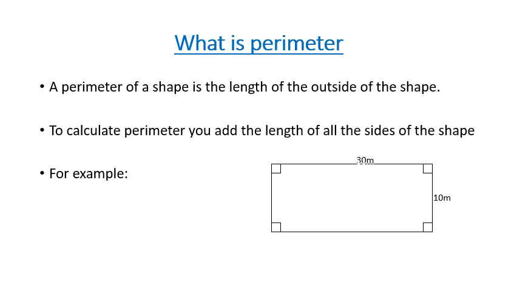So as an example, if you look at the rectangle that we have here, we have a long side of 30 meters, and we have two of those. So we have 30 plus 30, and we have two shorter sides of 10 meters, plus 10 plus 10, and that would give us a total of 80 meters for our perimeter.